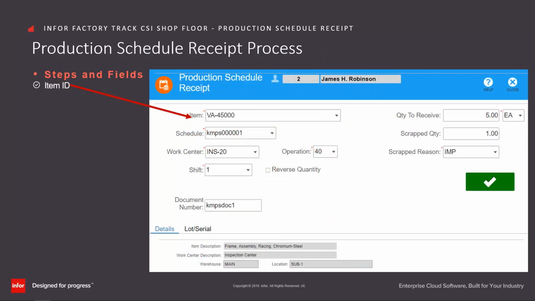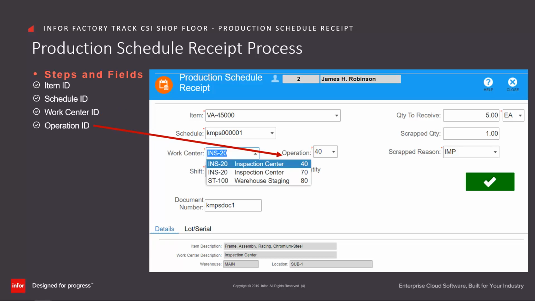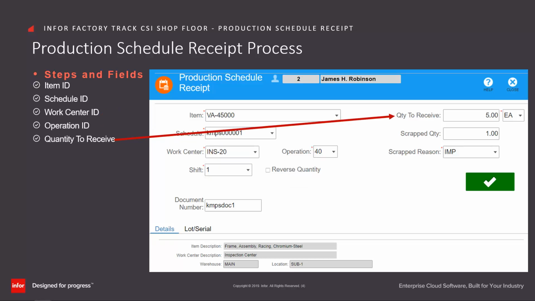To receive completed items into inventory from production schedules or to return previously completed items to production schedules, the shop floor production schedule receipt form is used. Enter or select from drop-down the item you are receiving. Enter or select from drop-down the schedule ID against which the receipt or return is being recorded. Enter or select from drop-down the work center. Note that the drop-down also displays the associated operation to be populated.